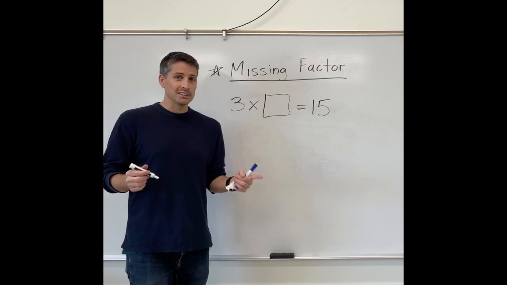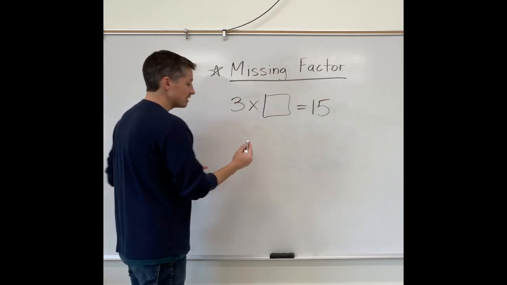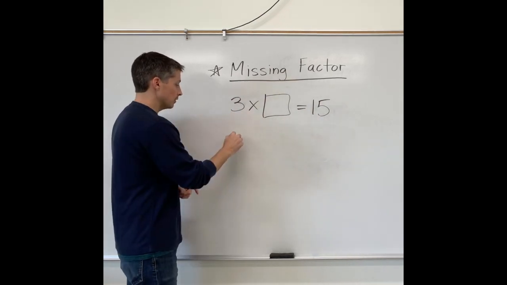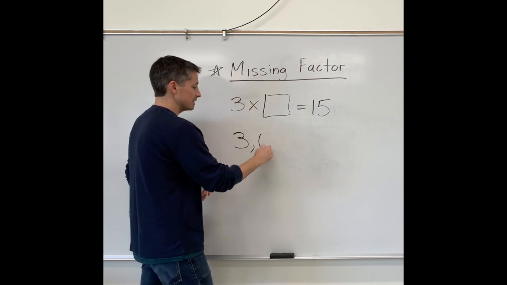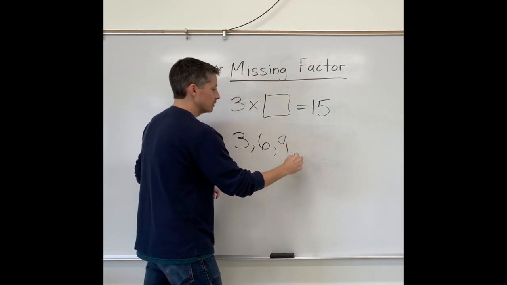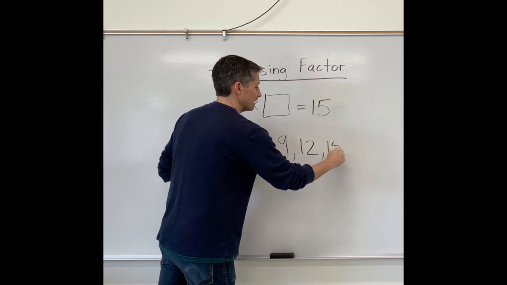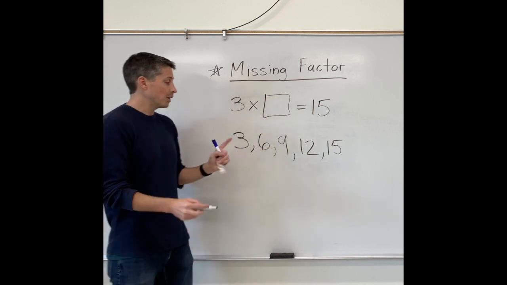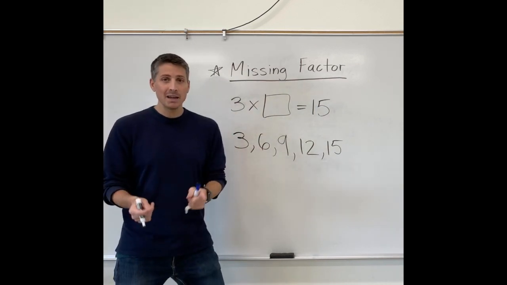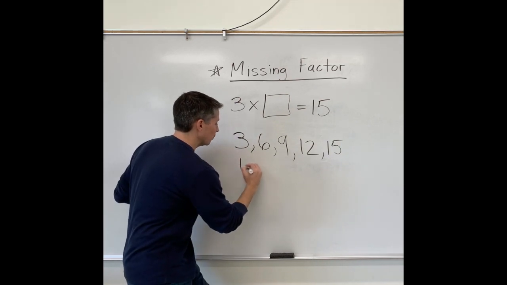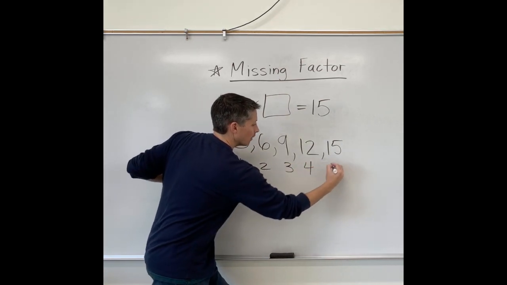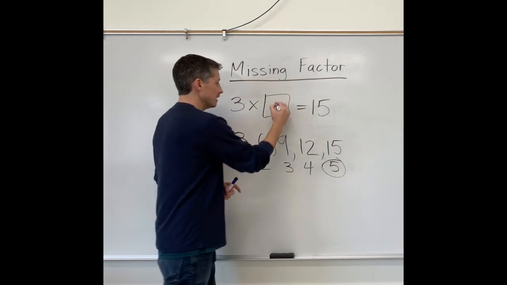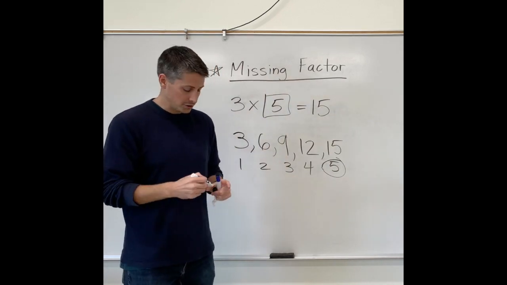So one way to solve this equation and find the missing factor is to skip count. So I would skip count by 3s until I get to 15. So it would look like this. 3 plus 3 is 6, plus 3 is 9, plus 3 is 12, plus 3 is 15. Now 15 is your product, it's not your missing factor. So I'm not going to write 15 in there. What I'm going to do instead is count how many times I skip counted. And I skip counted 1, 2, 3, 4, and 5. So 5 is the number of times that I counted by 3. So 5 would be our missing factor in this equation.